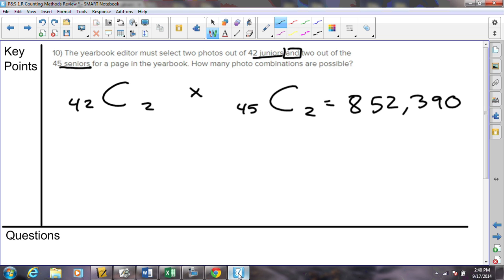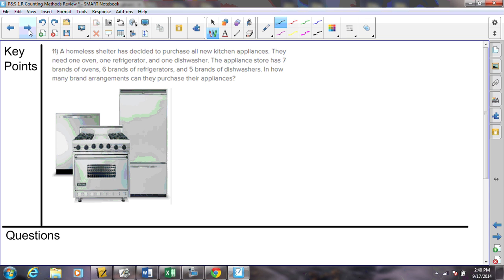Continuing to our next problem. A homeless shelter has decided to purchase all new kitchen appliances. They need an oven, they need a fridge, and they need a dishwasher. The store has 7 brands of ovens, 6 brands of refrigerators, 5 brands of dishwashers. In how many brand arrangements can they purchase their appliances?